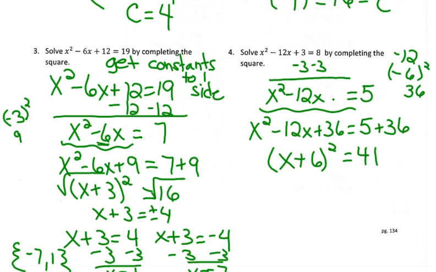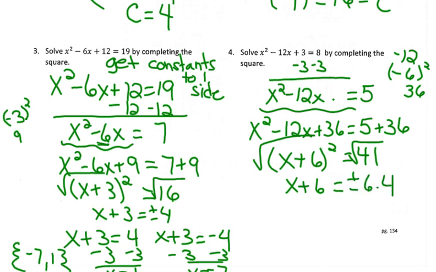equals 41. Now, 41 is not a perfect square, but I can do that in my calculator, and I'm just going to round it to the nearest tenth. So these are going to be approximations. All right, these are going to be approximate. So the square root of 41 is about 6.4, plus or minus 6.4.